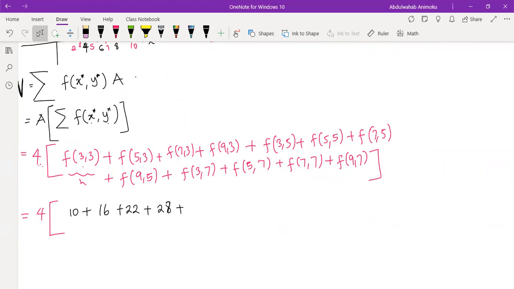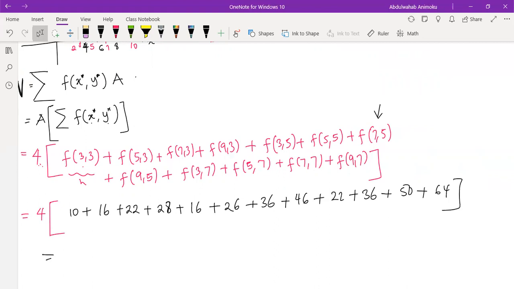The next one will be 16. The next one will be 26. F of (7, 5) will be 36. F of (9, 5) is 46. F of (3, 7) again is 22. F of (5, 7) is 36. F of (7, 7) is 50. And F of (9, 7) is 64.